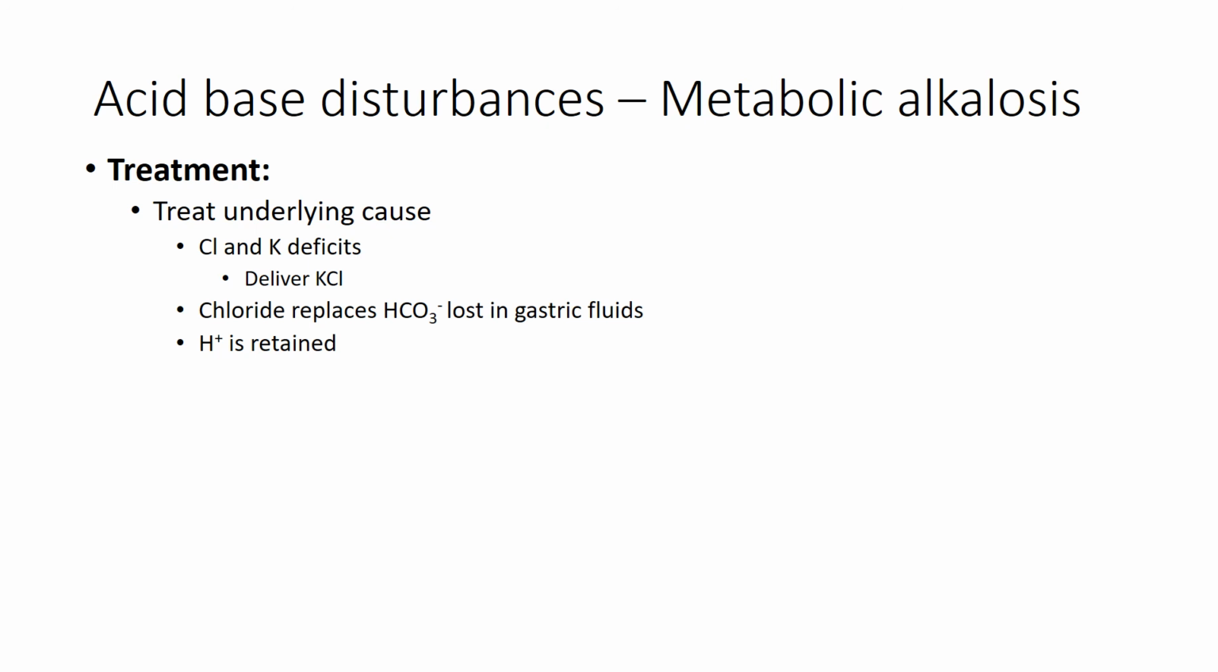So you would treat metabolic alkalosis by treating the underlying cause, like in most of these things. Okay, so addressing the chloride and potassium deficits. Okay? So chloride will replace any bicarbonate in gastric solutions. So if the case was due to vomiting, and the loss of chloride ends up pulling bicarbonate out of circulation, then we can replace it with potassium chloride. Here will send that bicarbonate back to where it needs to go. Okay? And then hydrogen would be retained in addition if the bicarbonate was allowed to go where it should.